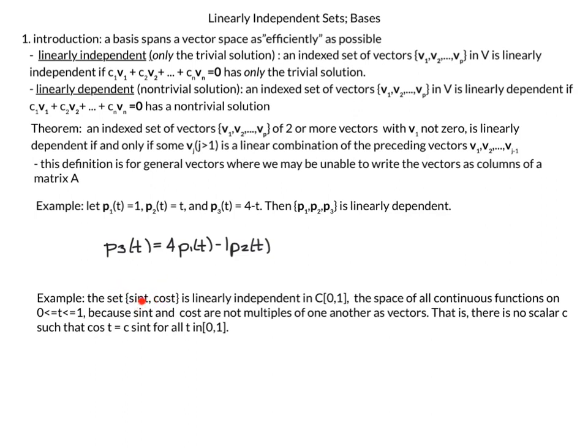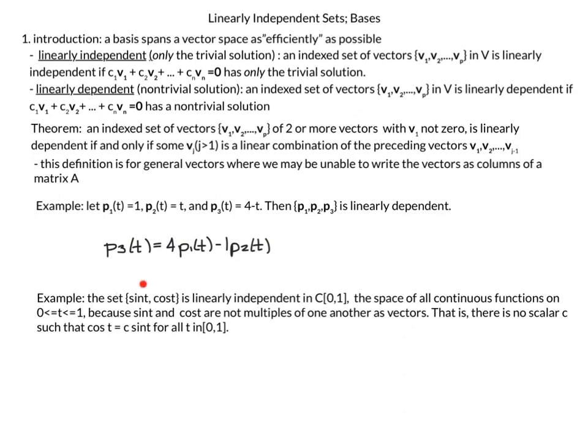We have our next example, which is the set sine of t and cosine of t. We can consider v1, our first vector, sine of t, and v2, cosine of t. And we'll see that they are linearly independent because you can't make sine from cosine by doing linear combinations. So no matter how many linear combinations of sine you get, you're not going to get a cosine, and vice versa. So they're linearly independent in the space of continuous functions on the interval 0, 1, because sine and cosine are not multiples of one another as vectors.